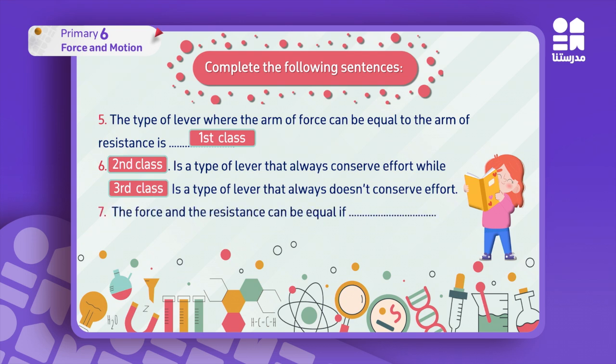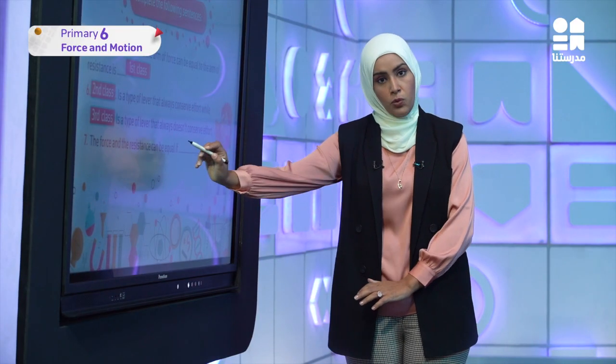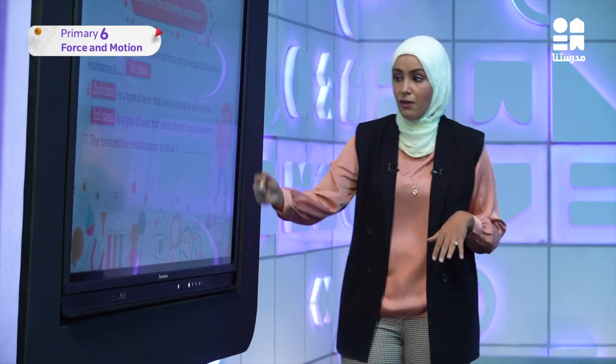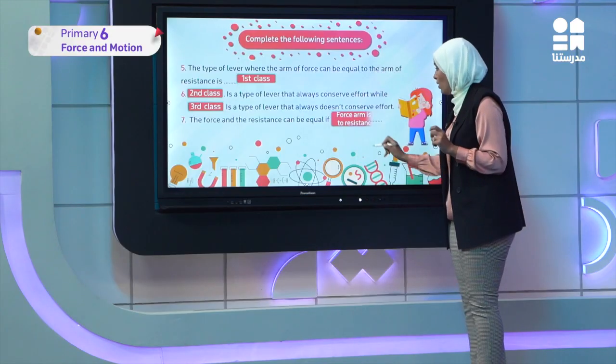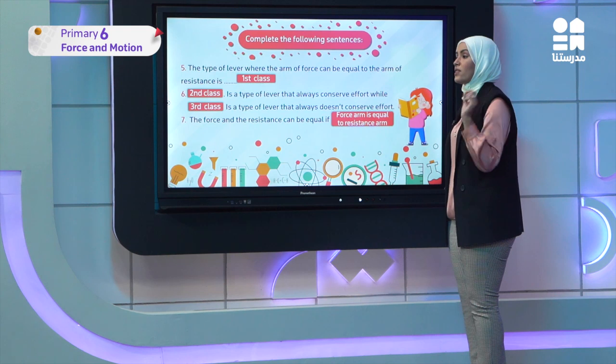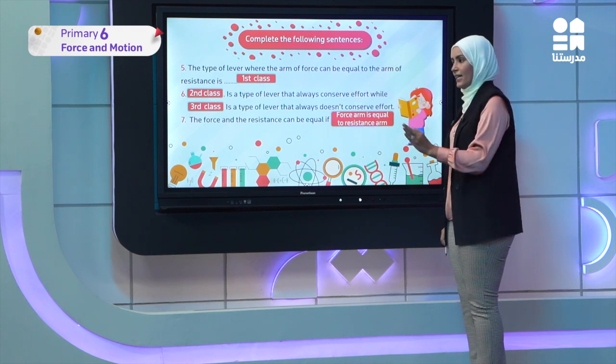Question number 7. The force and the resistance can be equal if. طالما احنا قلنا equal يبقى انا هنا بتكلم على الفيرست كلاس ليفر. امتى تبقى الفورس والريزيستنس equal؟ لما الفورس arm تبقى equal to resistance arm، او اقولها بطريقه ثانيه اقدر اقول when the fulcrum is exactly in between force and resistance.